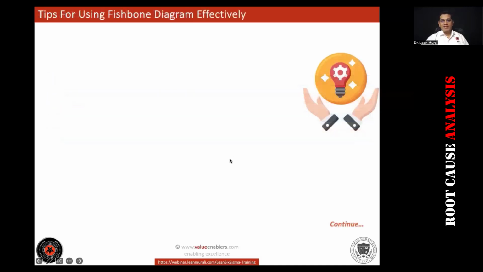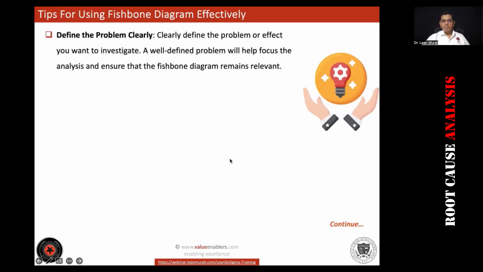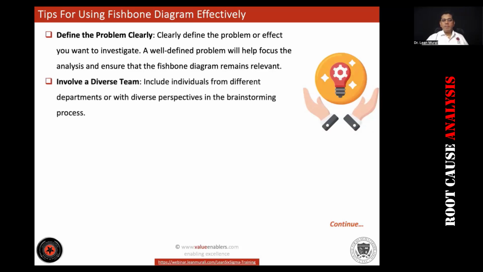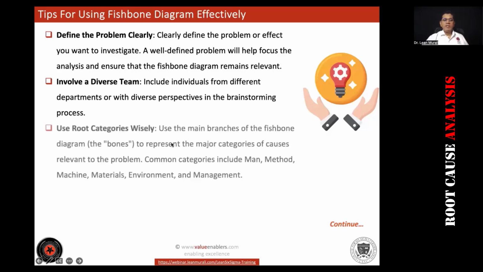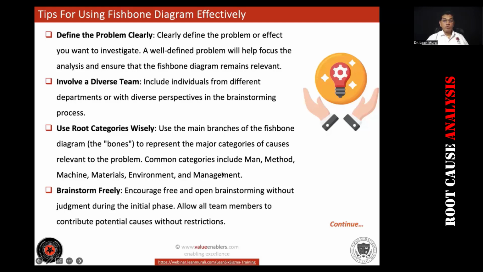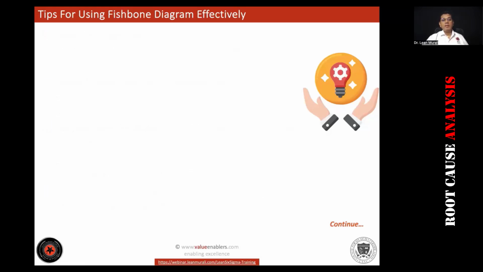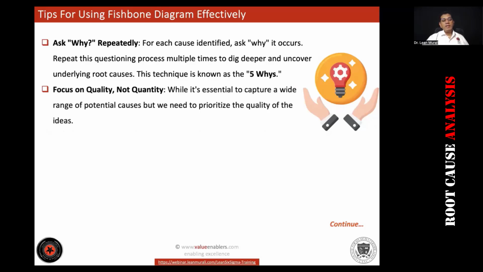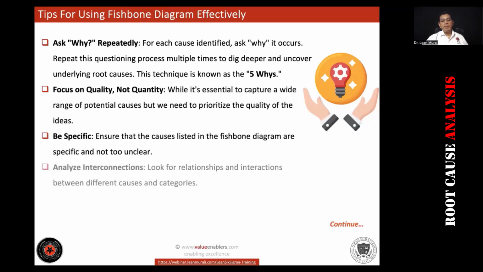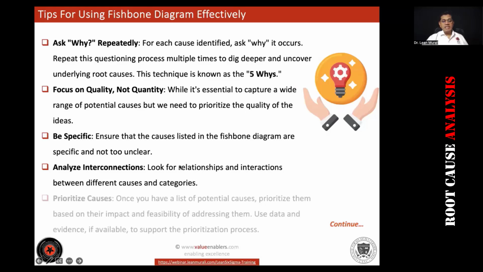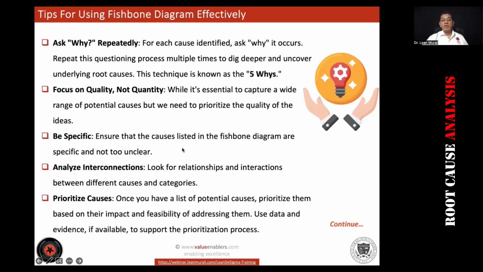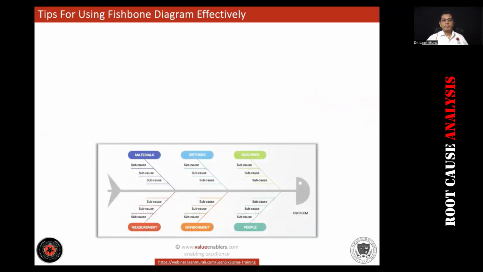All right, so here are some tips. Define the problem clearly. I already said that. Involve a diverse team and use root categories wisely. The categories are very important, what you use for man, machine, method and all that. Brainstorm effectively, that's very important. Also ask why repeatedly, focus on quality, not quantity, be specific, analyze interconnections and prioritize causes. I'm not reading all the content. I'm not the content guy. I'm giving you only bullet points.